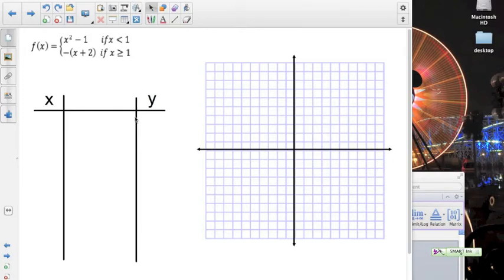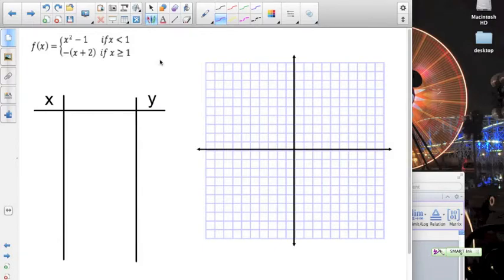Alright, so we have a piecewise function. f of x equals x squared minus 1 if x is less than 1, and the second one is negative x plus 2 if x is greater than or equal to 1. What's the condition number? The condition number is 1 in this case. So our middle number is going to be 1. That means we're going to have numbers less than 1, which should be 0 and negative 1.